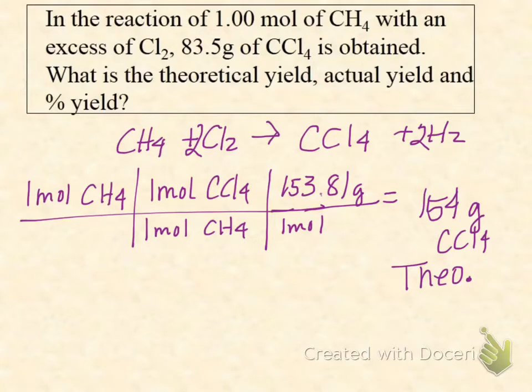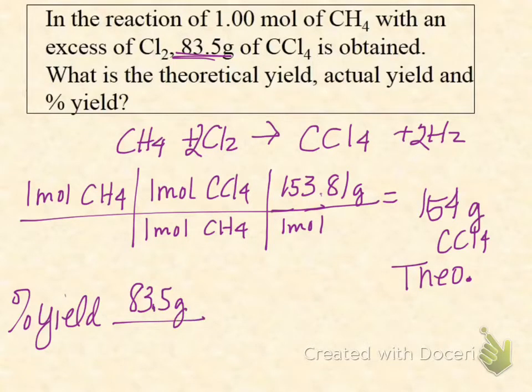So then to get percent yield, we would do actual over theoretical times 100. So they gave us 83.5, and we said we should have gotten 154, and I forgot to put that in sig figs, so I think it should come out to be 54.3, but if you get a slightly different number, I was doing this at Starbucks and I wasn't paying attention to sig figs, so it might be a tiny bit different. So that would be our percent yield. Any questions?